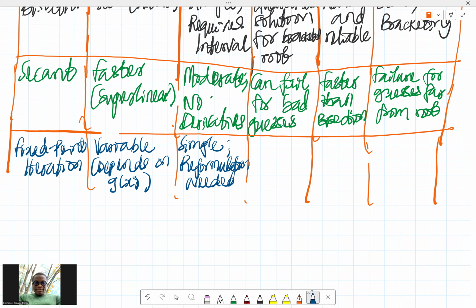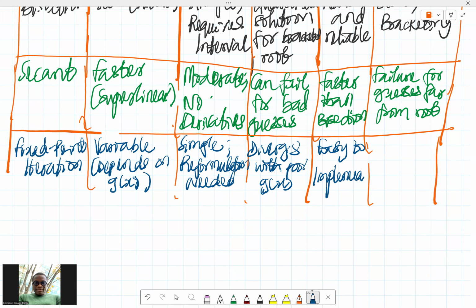Then talking about reliability, okay, that's complexity. Reliability: diverges with poor g of x. We saw that practically when I did that. We had three functions, but two diverged. And talking about key strength of fixed points, it is easy to implement.